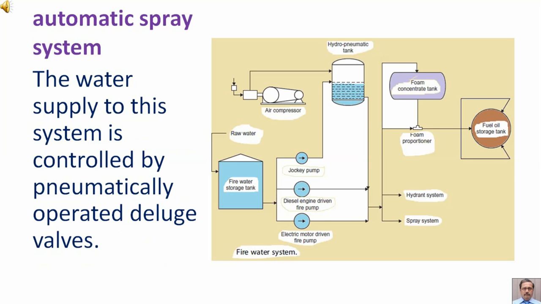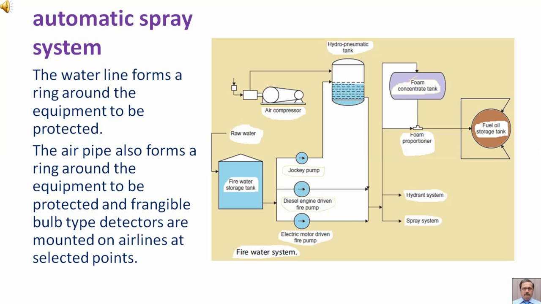The water supply to this system is controlled by pneumatically operated deluge valves. The water line forms a ring around the equipment to be protected. The air pipe also forms a ring around the equipment to be protected, and frangible bulb type detectors are mounted on air lines at selected points.